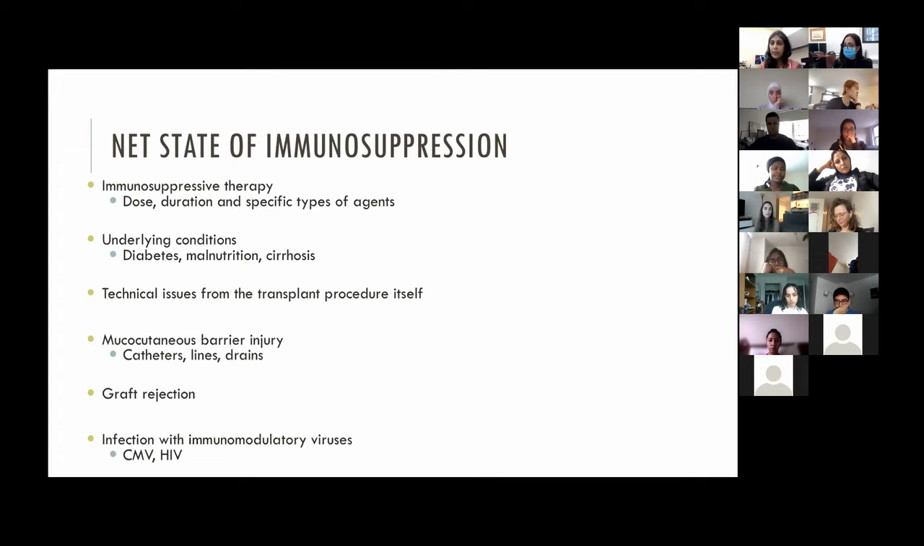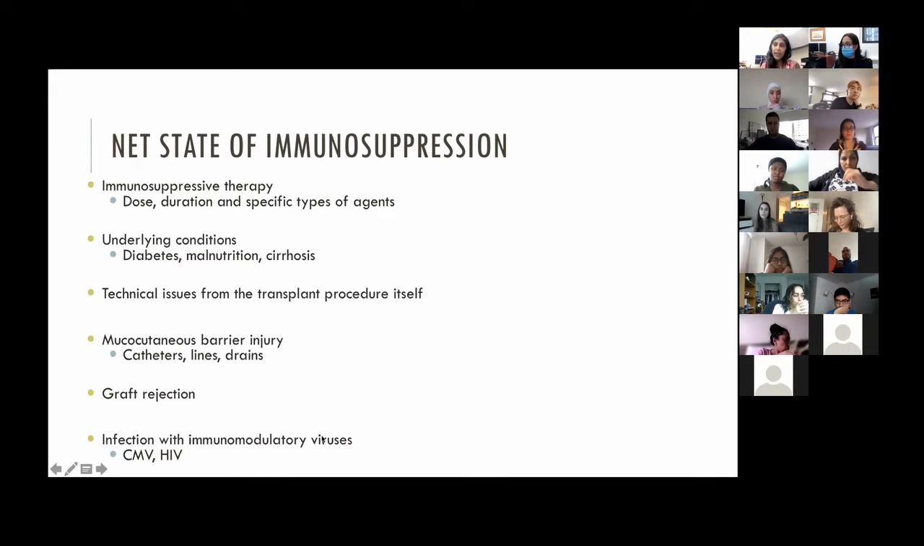So oftentimes when I'm rounding with my fellows or residents, I'll ask them, how immunosuppressed is this patient? And that's because everyone I see is immunosuppressed. So it's not really enough to say, well, this patient is immunosuppressed. I want to know the specifics about how immunosuppressed they are. And when I'm asking that, what I'm really talking about is the net state of immunosuppression. And the net state of immunosuppression is really made up by lots of different factors.